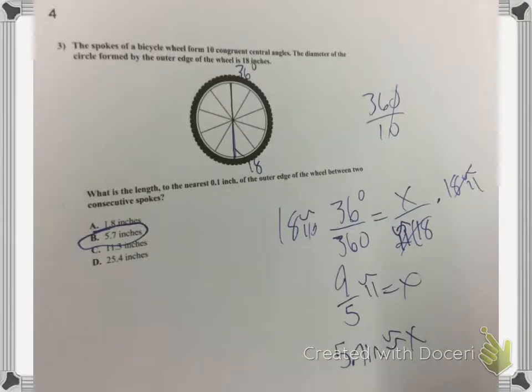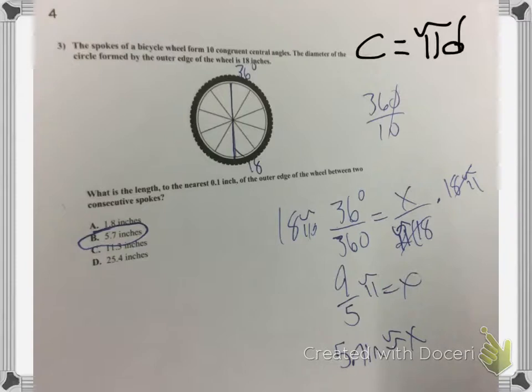Alright, next one. The spokes of a bicycle wheel form 10 congruent central angles. The diameter of the circle formed by the outer edge of the wheel is 18 inches. What is the length, to the nearest tenth of an inch, of the outer edge of the wheel between 2 consecutive spokes? So we're trying to find the length of the arc. We're given the diameter, so we know we're going to use circumference equals pi d.